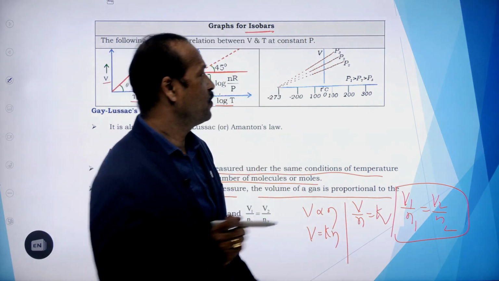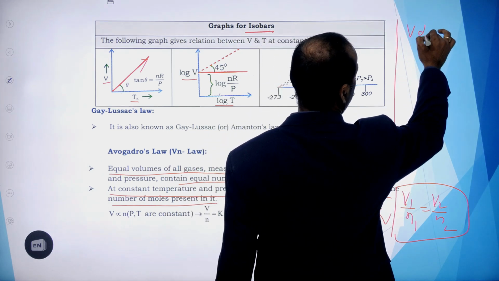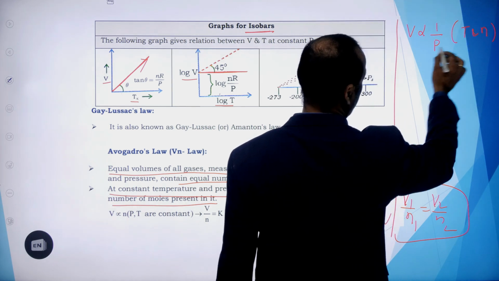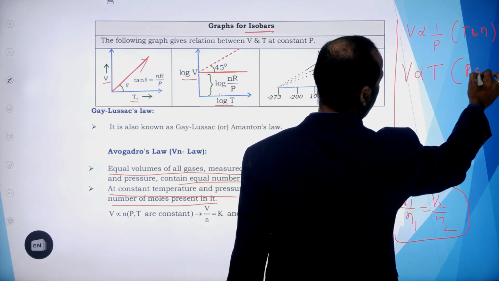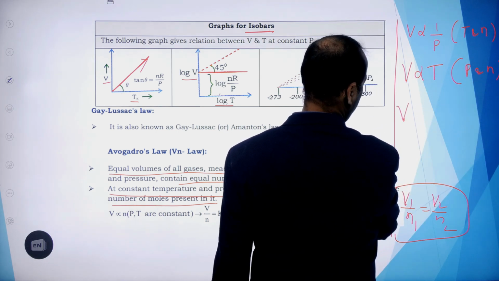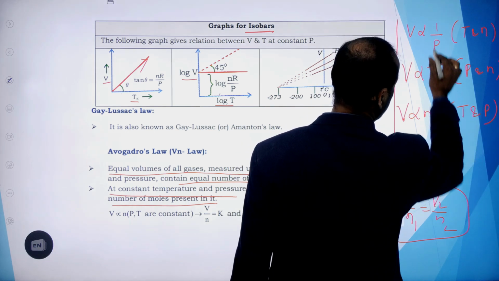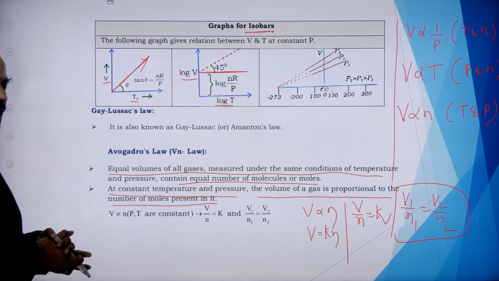In a simple way, how can we write Boyle's law? Boyle's law: V is inversely proportional to pressure when the temperature and N are constant. And Charles law: V is directly proportional to T when pressure and N are constant. And the third one, Avogadro's law: V is directly proportional to N when temperature and pressure are constant. That's all. These three are Boyle's law, Charles law, and Avogadro's law.